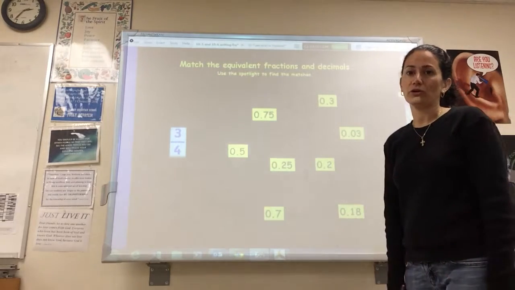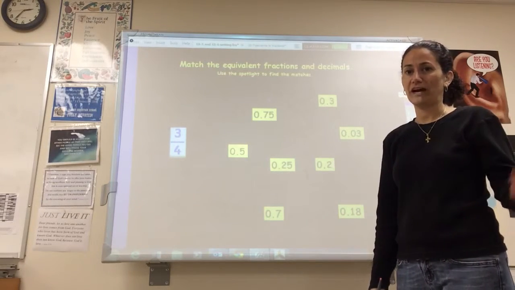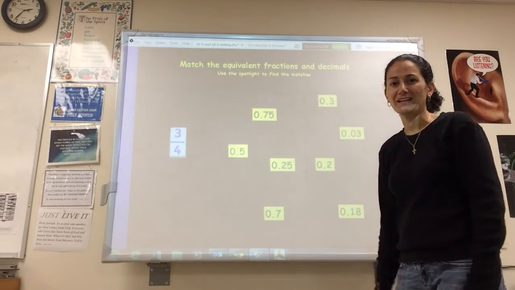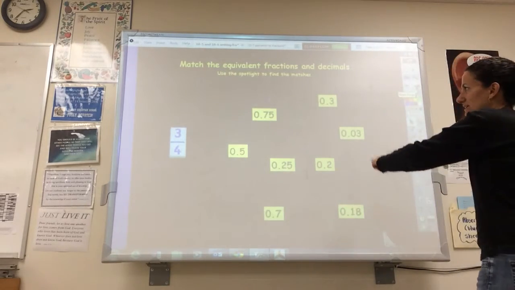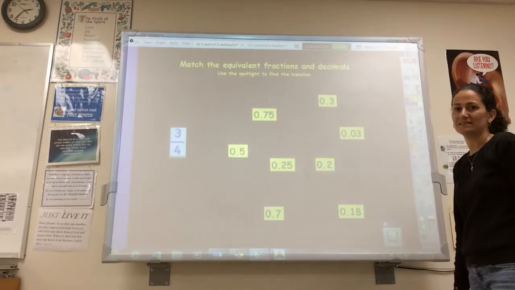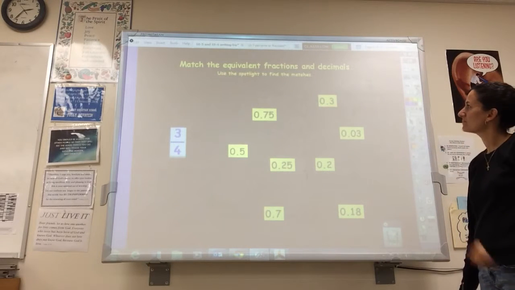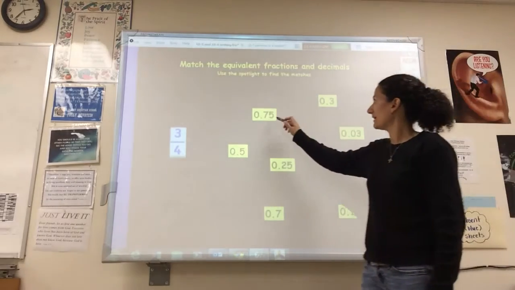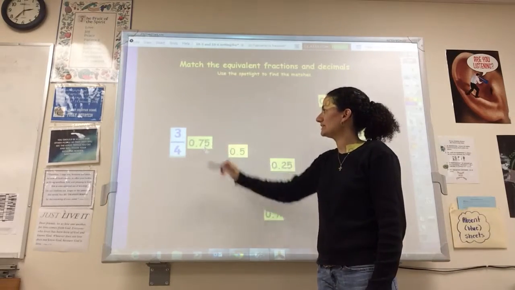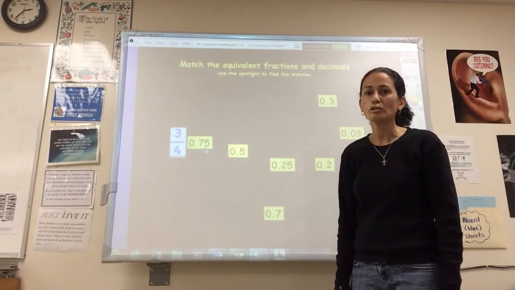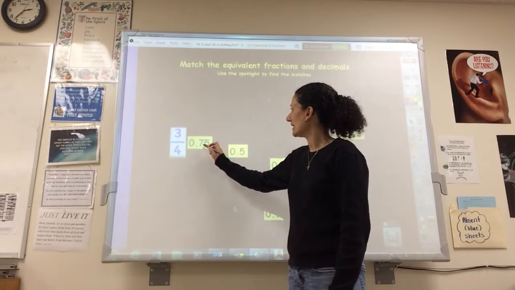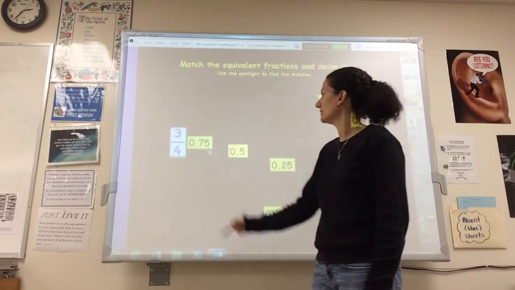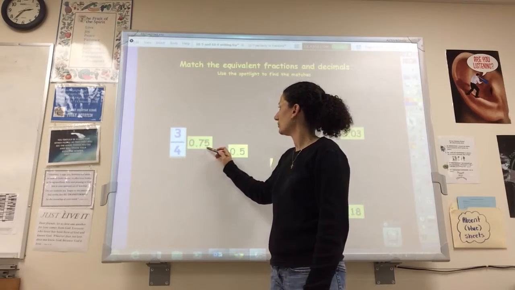So if 1/4 is 0.25, then 3/4 is how much money? Take a look around. Which one of these yellow decimal numbers do you think it is? Hopefully you see it. There it is. It's like 75 cents or 75 hundredths. It's like 75 hundredths or 75 cents out of $1. 3/4 is 0.75.